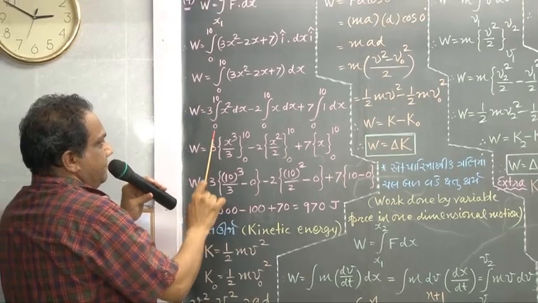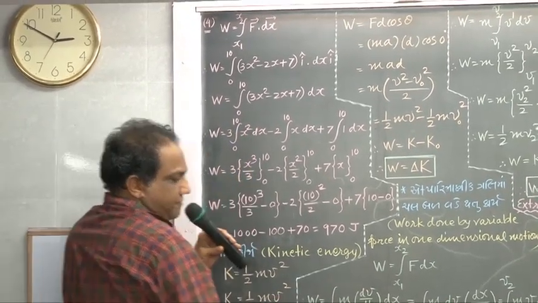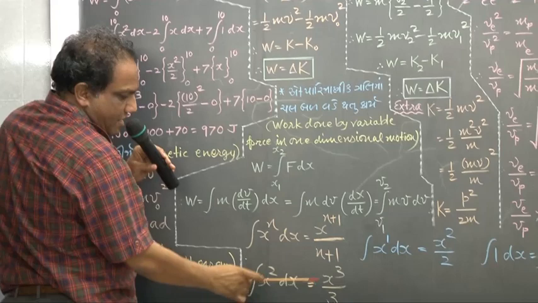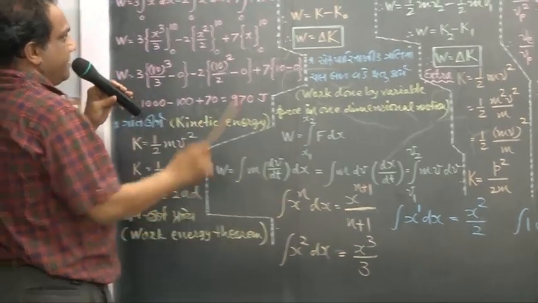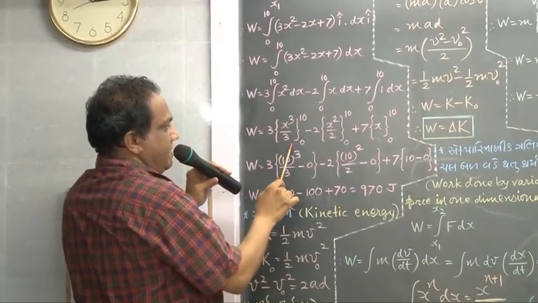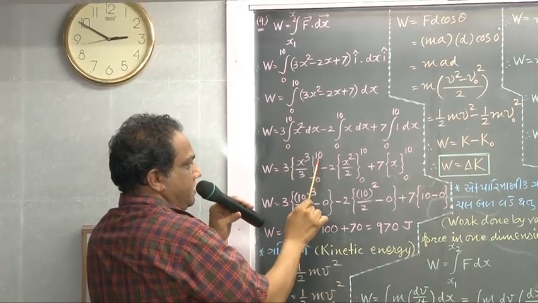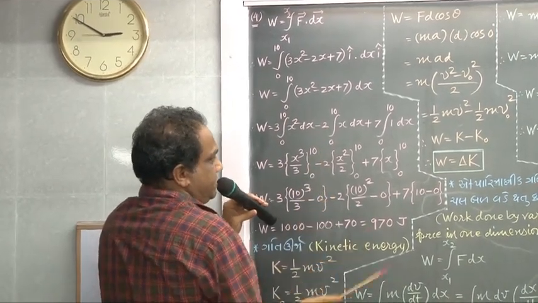3 as it is. Integration of x square dx, how much is it? x cube by 3, from 0 to 10. Minus 2 as it is.